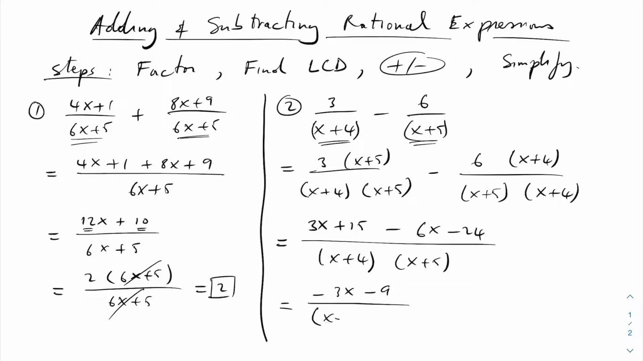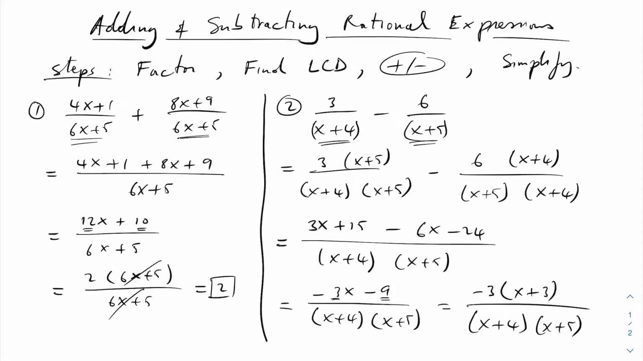And so lastly, you can see that this numerator has a -3 in common as a factor. And so you can pull out the -3, giving you -3(x + 3) divided by (x + 4)(x + 5). And here you can see that you can't do anything more because there's no common factors on the numerator and denominator. So you can stop right here and you're done.